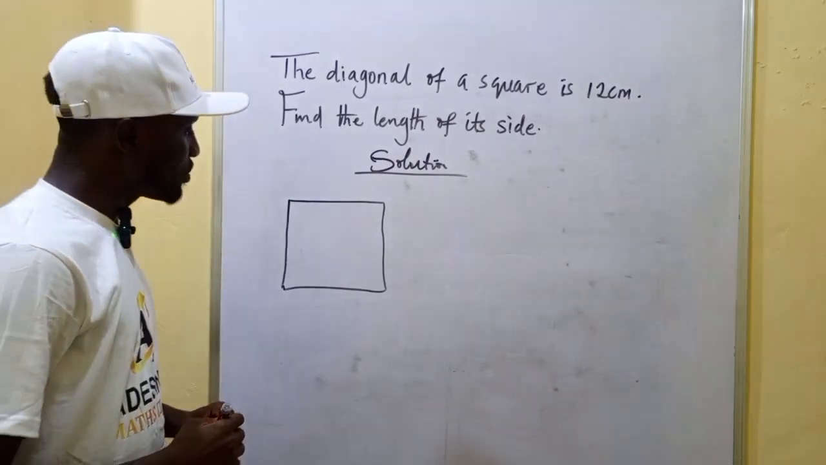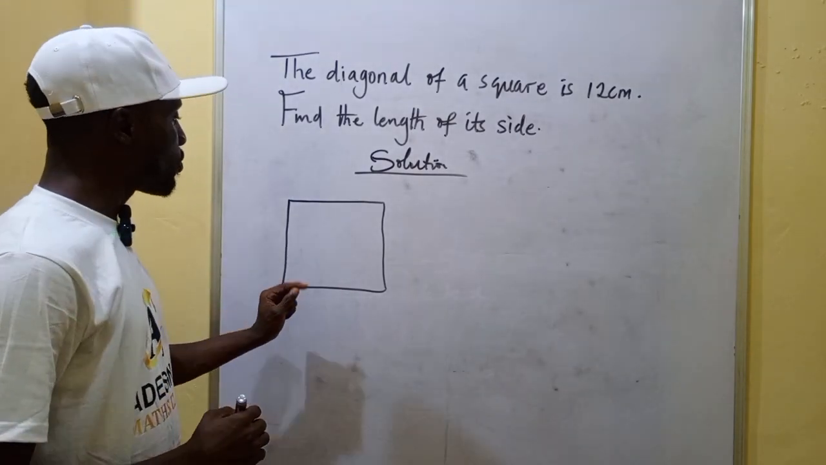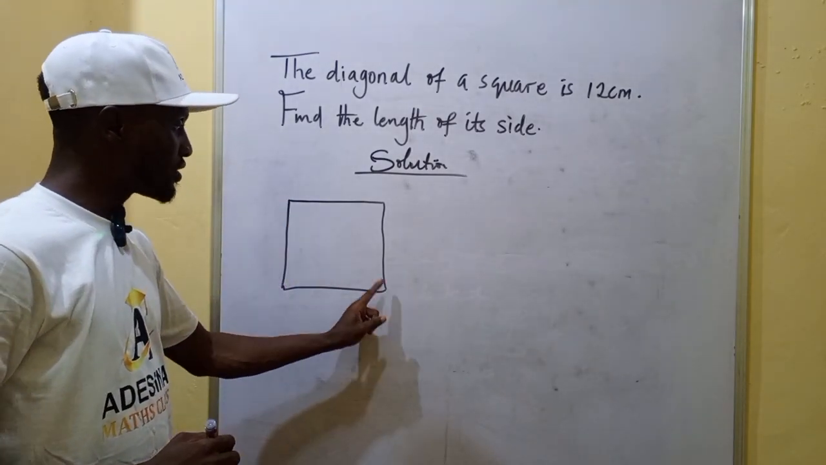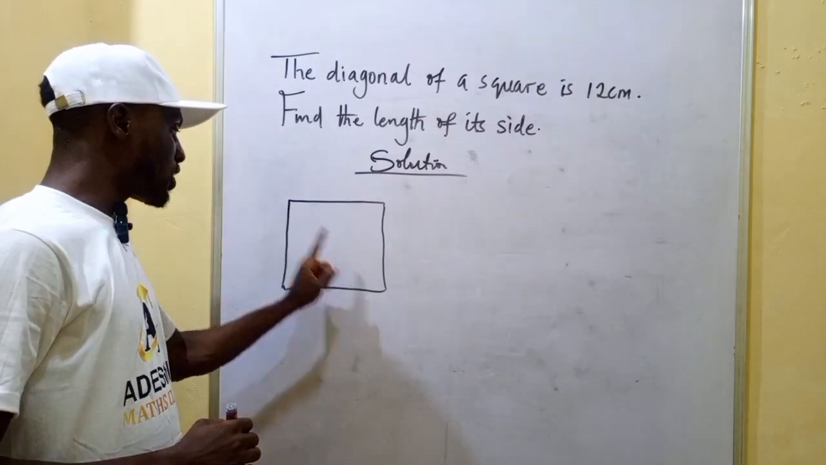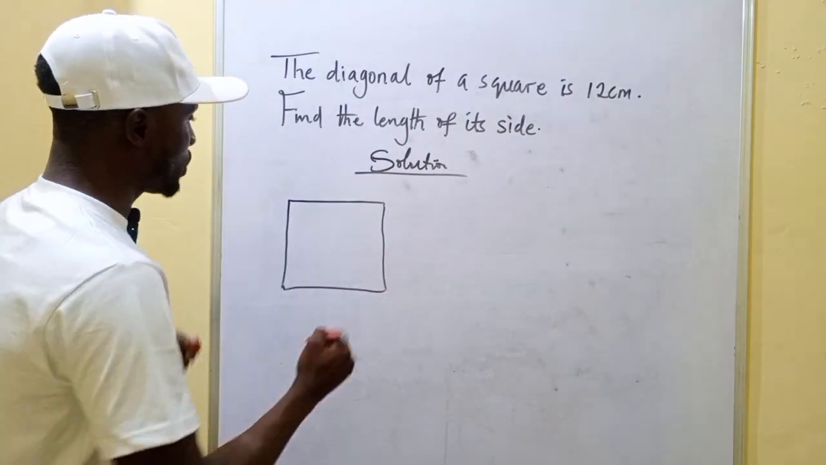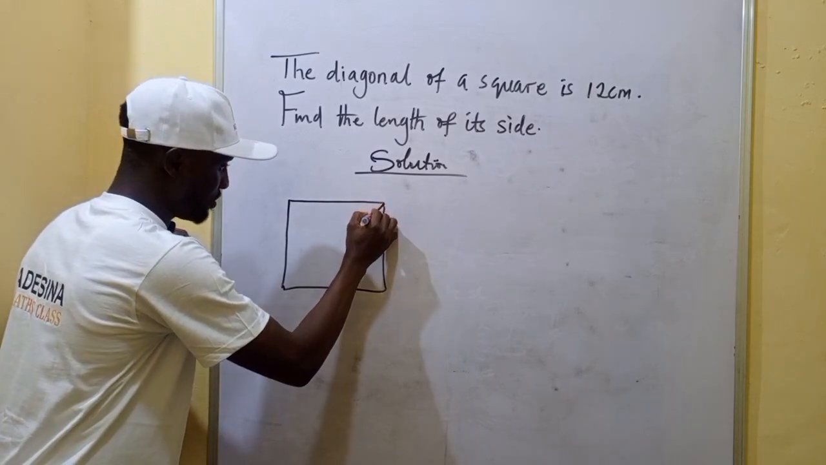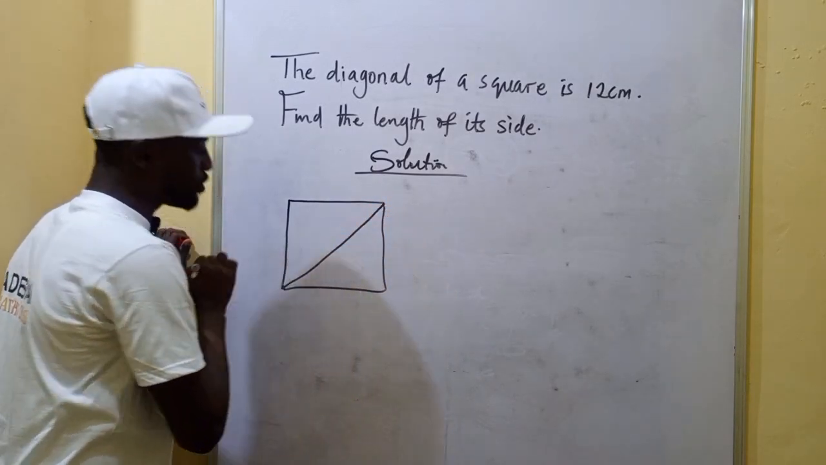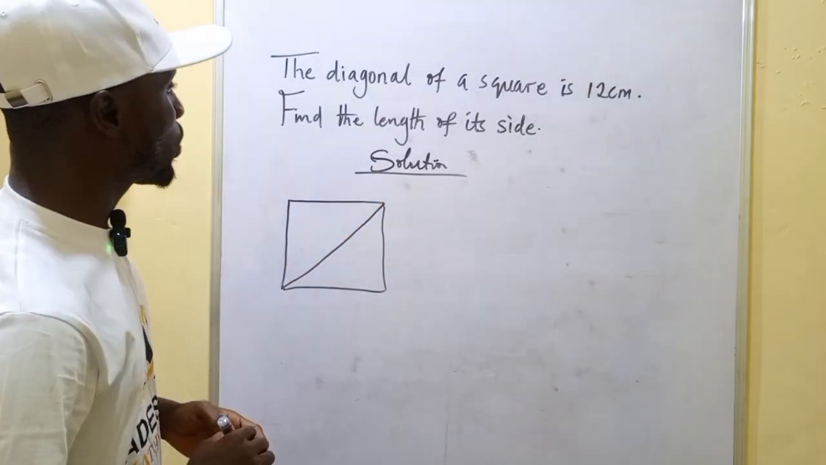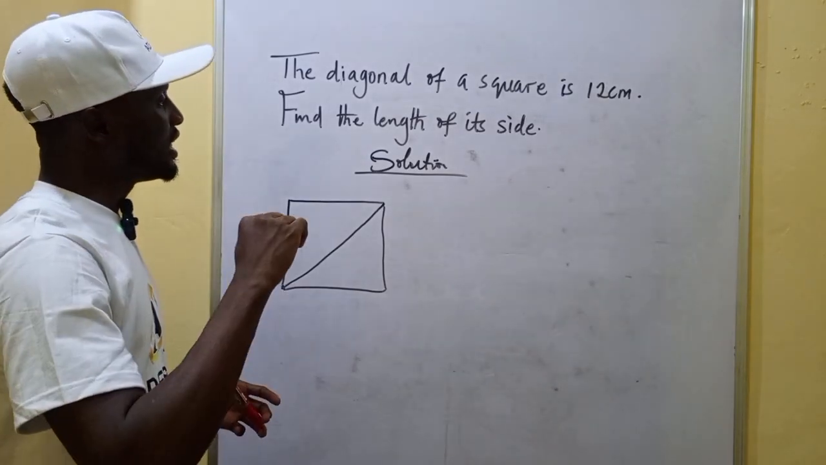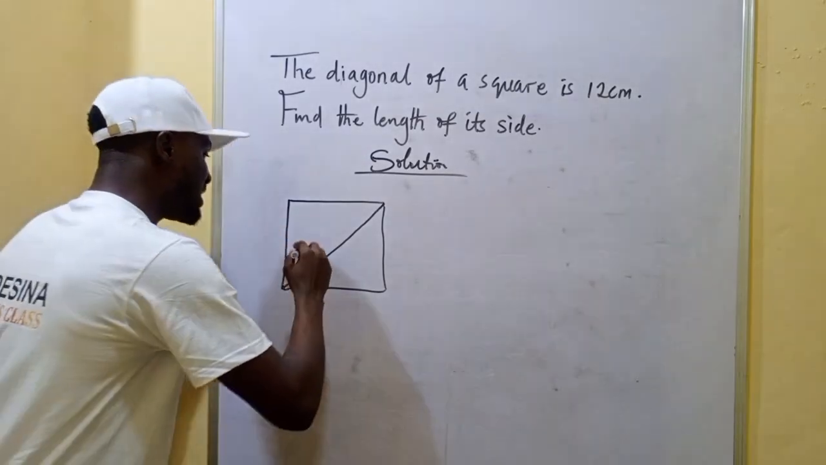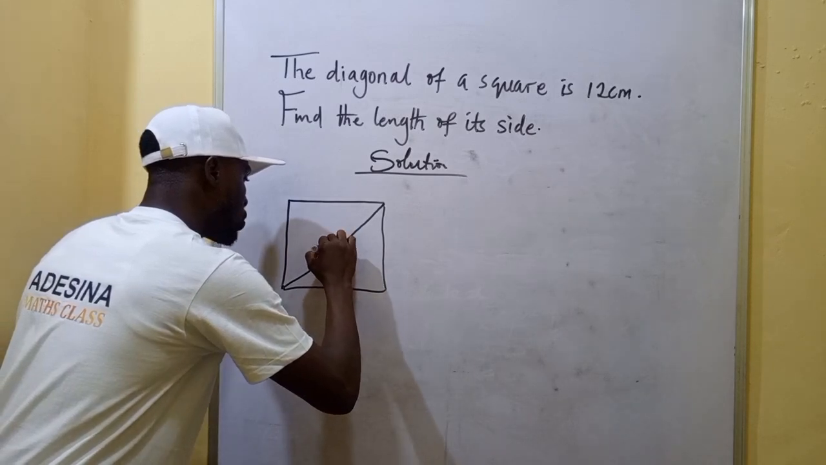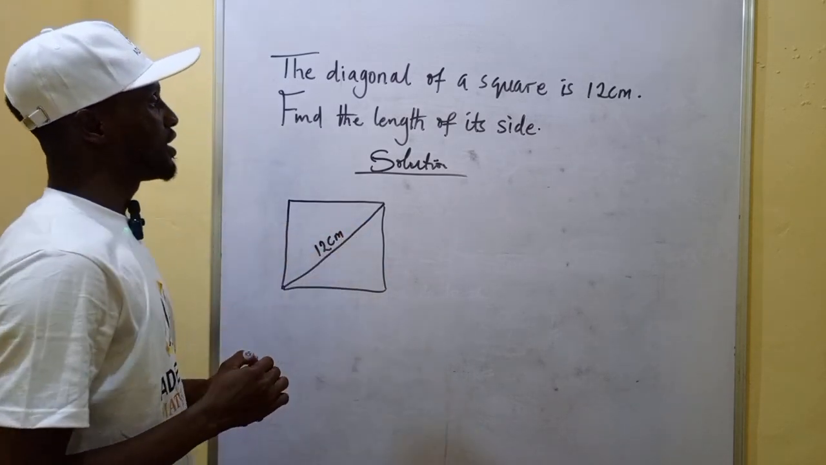So the diagonal is the line drawn from one corner to another corner, either from this corner to this corner, or from this corner to this corner. So let me just draw the diagonal, from this corner down to this corner. And the question is saying that the diagonal of a square is 12 centimeter. So I'm aware that this diagonal here is 12 centimeter.